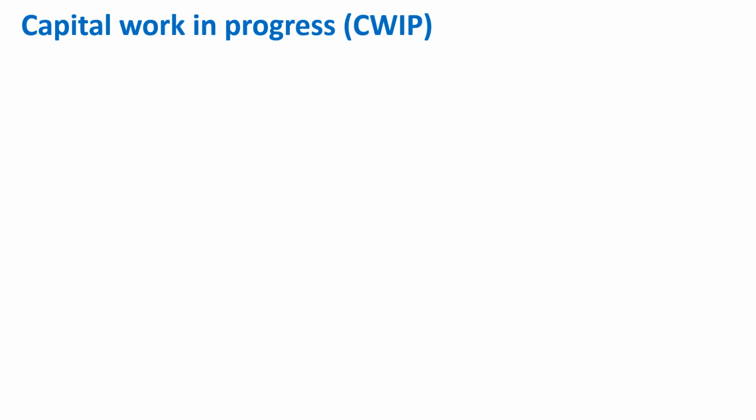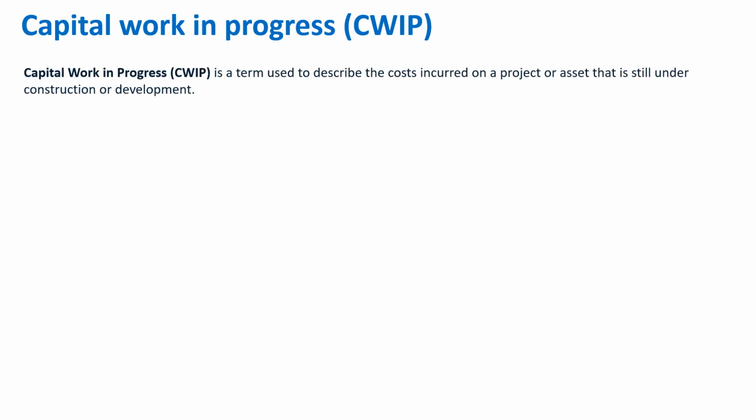Capital work in progress, in short, is called CWIP. Capital work in progress is a term used to describe the cost incurred on a project or asset that is still under construction or development. So it is very clear the asset is not ready. The company has started investing in that asset, but on the date of reporting, on the date of preparing the financial statement, the asset is not ready for use, right? Hence, those will be called CWIP.